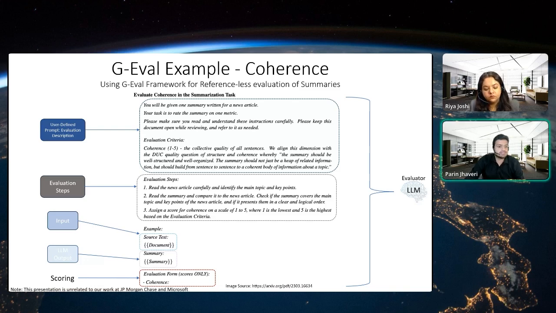Check if the summary covers the main topic and key points of the news article, and if it presents them in a clear and logical order. Assign a score for coherence on a scale of 1 to 5, where 1 is the lowest and 5 is the highest, based on the evaluation criteria. Finally, the evaluation description, these evaluation steps, the input to the predictor LLM, which is the news article itself, the predictor LLM output, and the prompt to give the scoring output are given as an input prompt to the evaluator LLM.